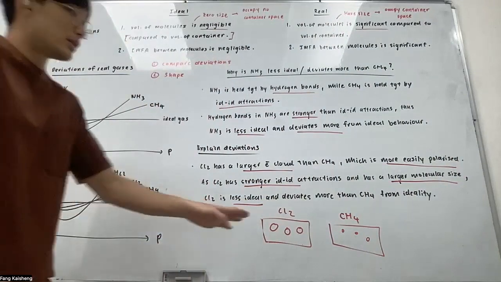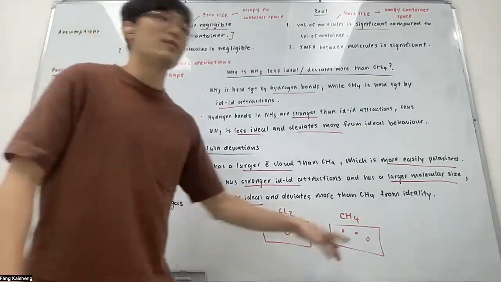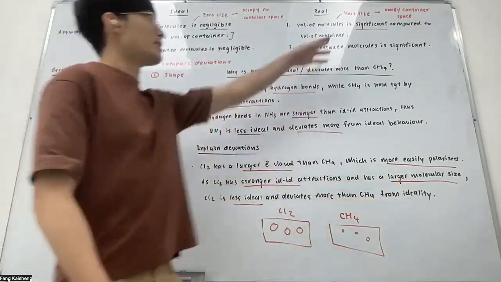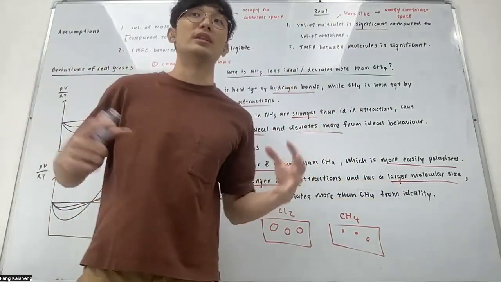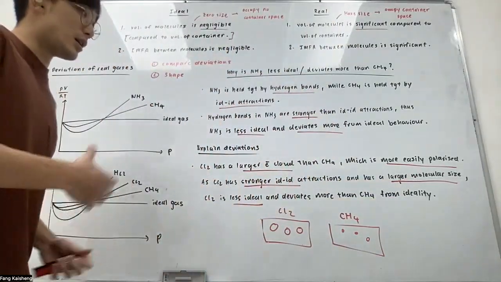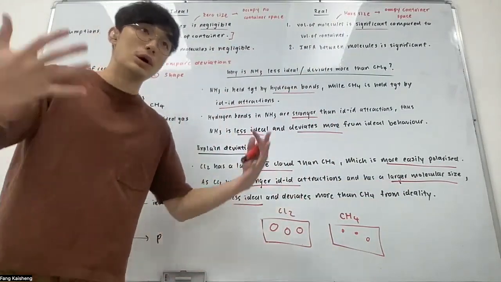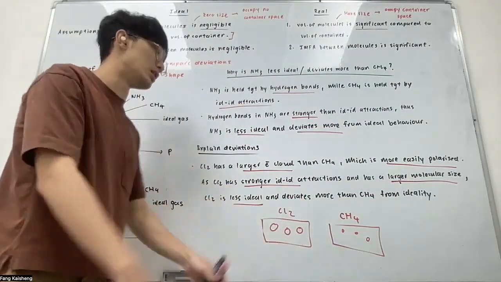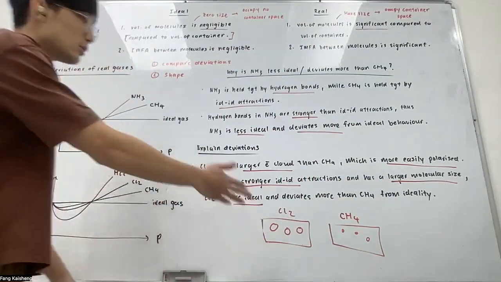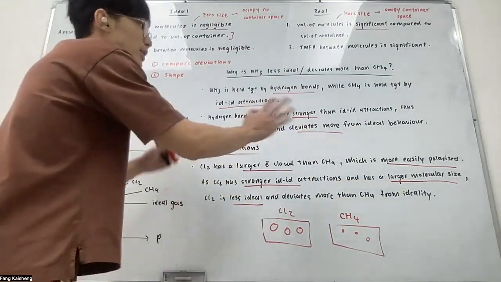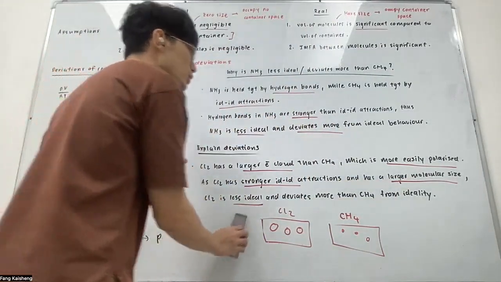But anyway, can you see this idea here? Having a larger molecular size means it occupies a more significant volume of the container. It's like having three fat people in the room versus three skinny people in the room. Who occupies more space? Definitely the fat people. So that's the idea here. You talk about both, you touch on them, don't explain too much.